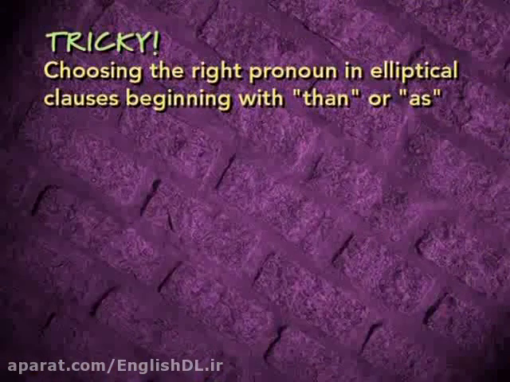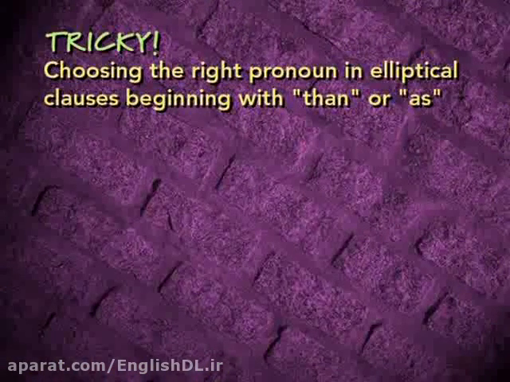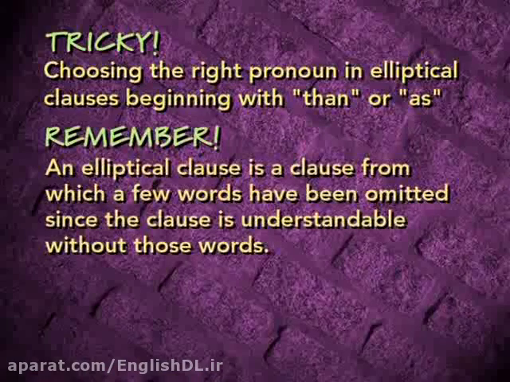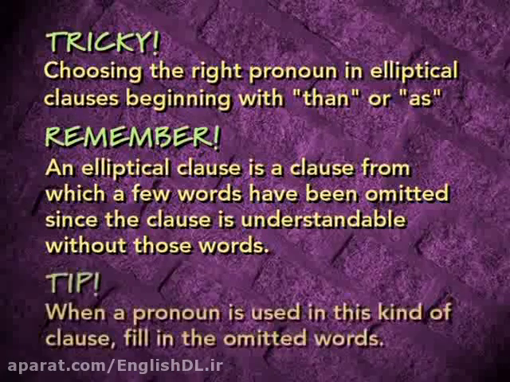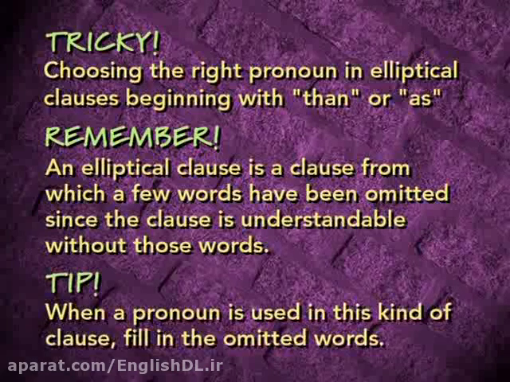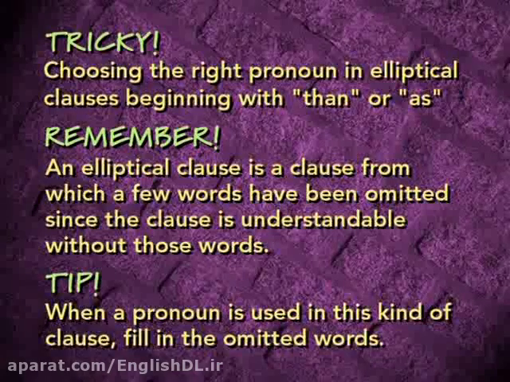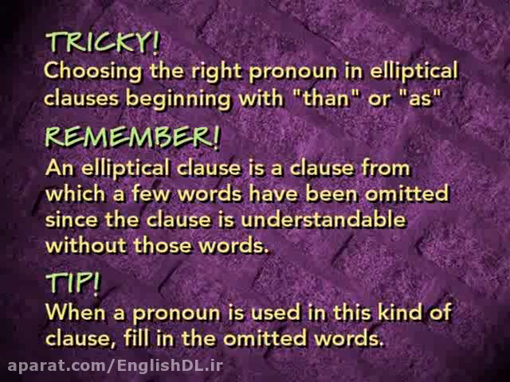A second situation in which choosing the correct pronoun case can be tricky involves elliptical clauses beginning with than or as. Okay, what does all this mean? Well, an elliptical clause is a clause from which a few words have been omitted, since the clause is understandable without those words. Now, when a pronoun is used in this kind of clause, what you need to do is complete the clause. That is, fill in the entire meaning of the clause. Add back in the words that have been omitted.